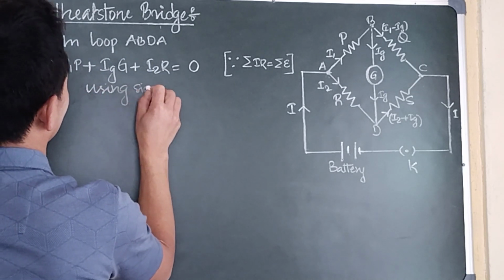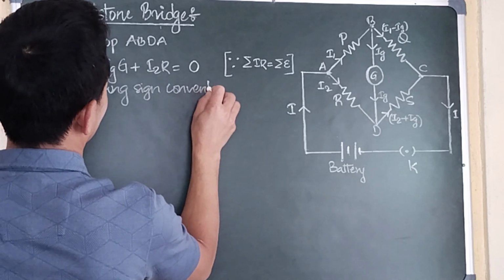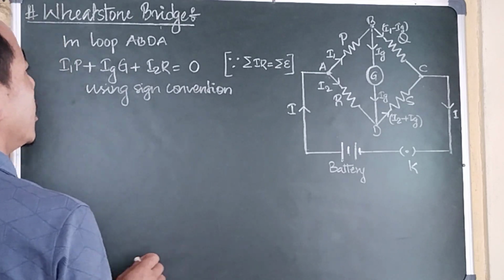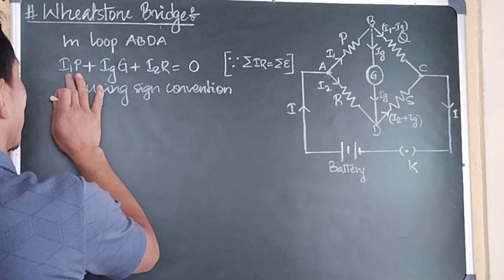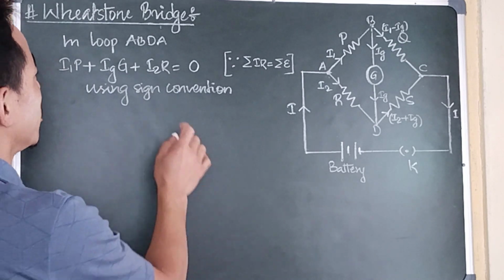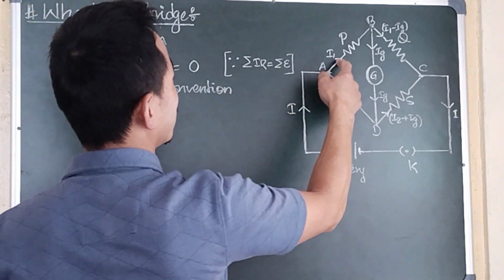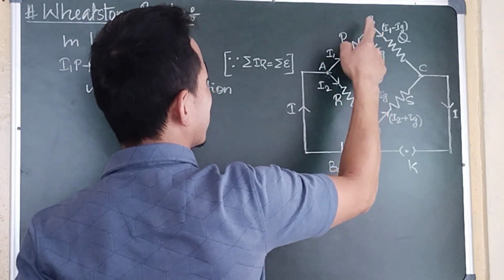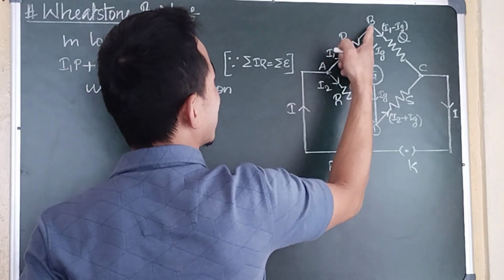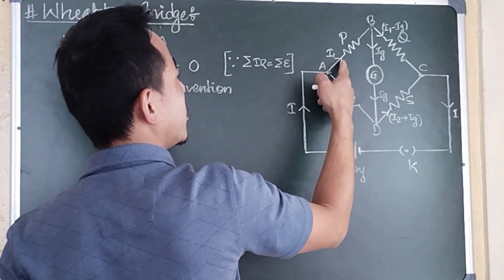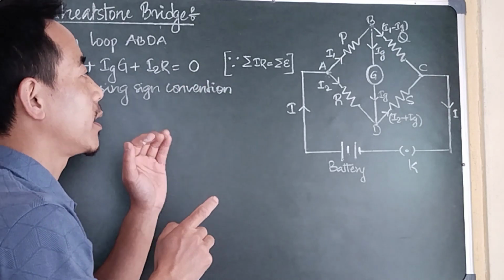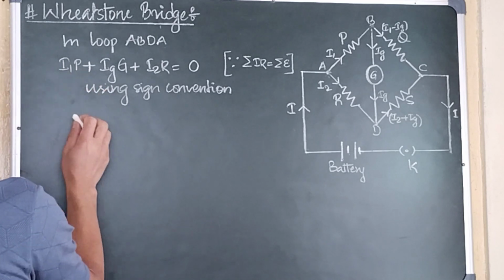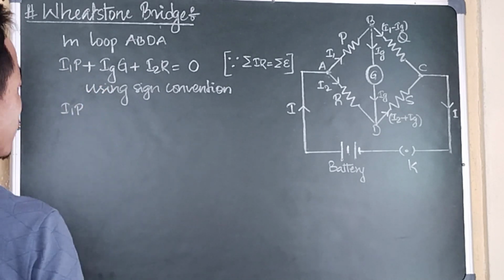So let's use the sign convention here. You have to learn this sign convention for the current. As I said, it's very simple. Let's look at the first current I1, whether it will be positive or negative. Here we are going from A, B, D, A. That means we are moving in the clockwise direction. For the arm AB, we are going from A to B, and you can see that this current I1 is also going from A to B. So the current and the path taken are the same, so the sign for I1 will be positive. We will write it as I1P itself.